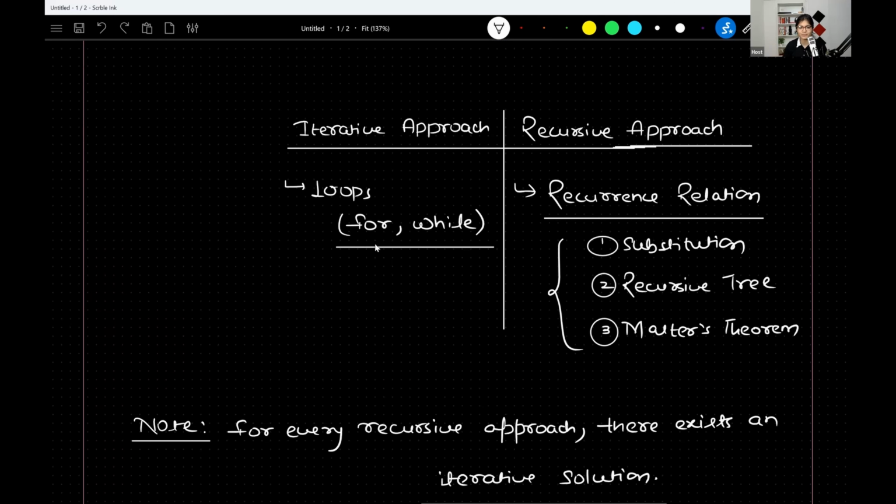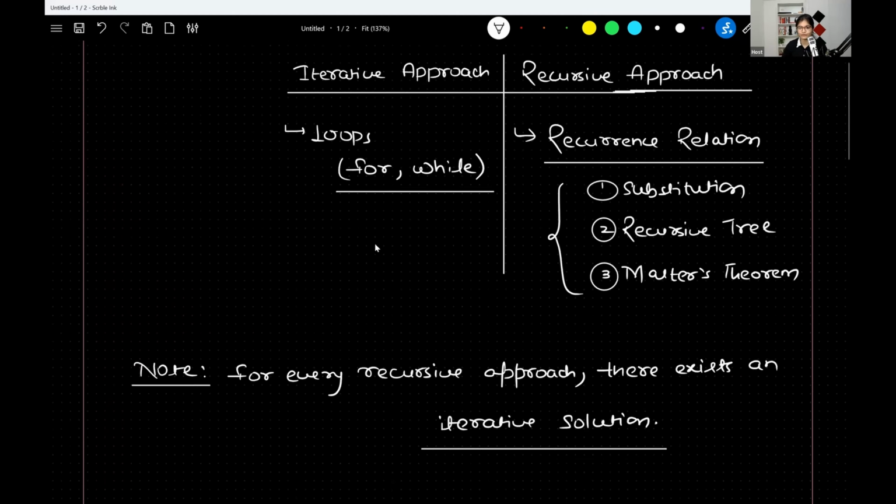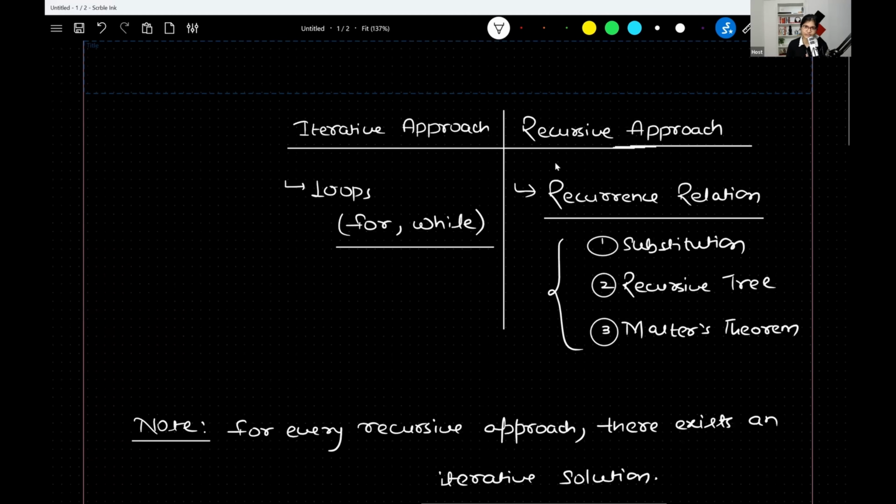With respect to space, it's pretty clear that for every recursive approach we require extra space, which is stack space. The space complexity of a particular code depends upon how many levels of stack space we are using. So let's start our discussion from that part now.